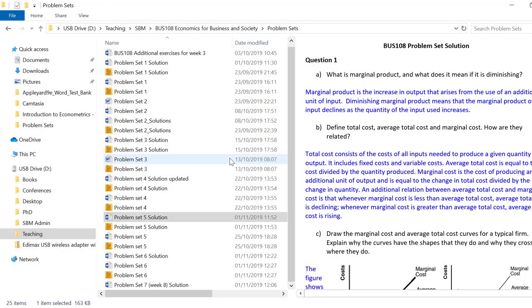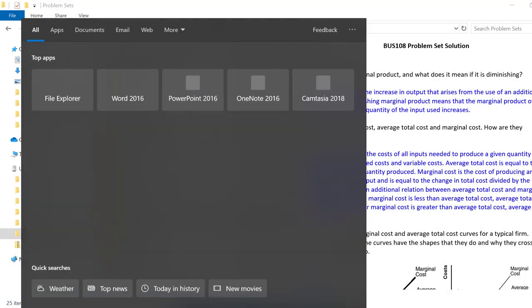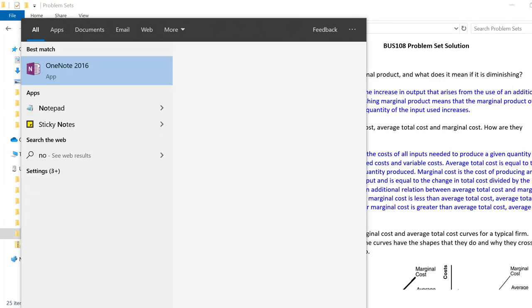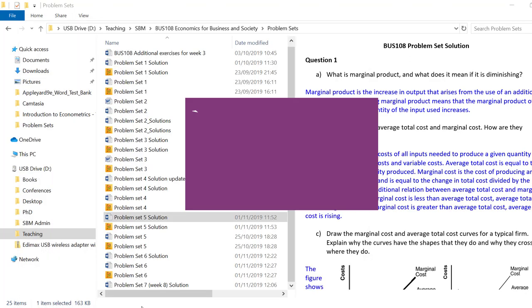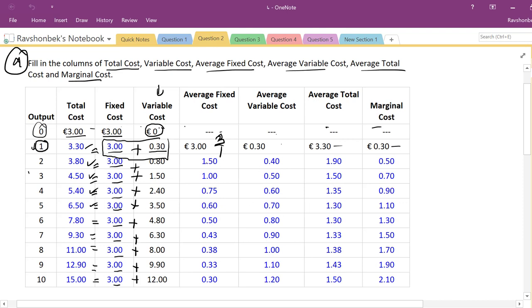And this comes from, again, £3 fixed cost over 2 units, so 1.50. Next one is £3 fixed cost over 3 units, and £3 fixed cost again over 4 units, and so on and so forth.